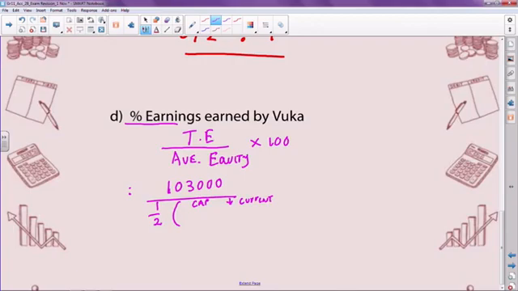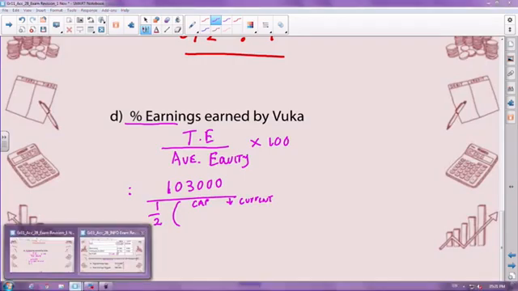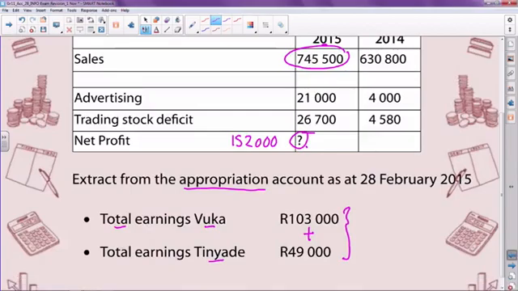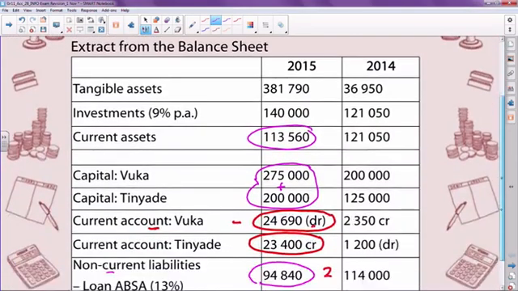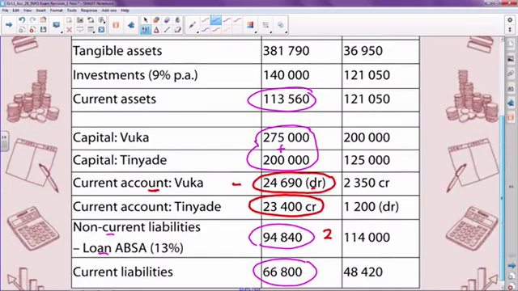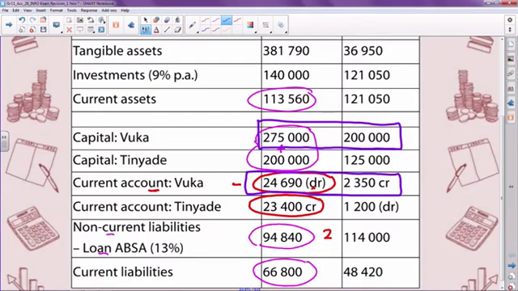So let's start off with capital. Let's go to the balance sheet. Partner VUCA, his capital, let's just use a different color. So there's my capital. I'm going to take these two figures and the current account, and work out his average equity. Now guys, there are four figures involved. So I've got one, two, three, four, and I'd prefer to do the calculation looking at these four figures. You guys obviously can show your calculation on the answer sheet.